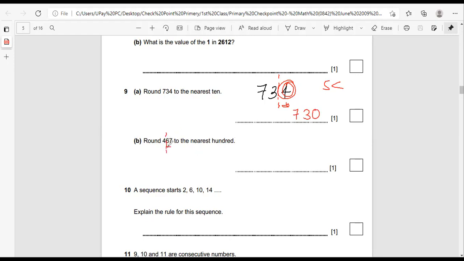Likewise, you can do this one, nearest 100. So you cut it from here. Look, this number is 6, more than 5. So you have to add 1 here, which makes it 500. That's how you do these questions. We'll move to question number 10.